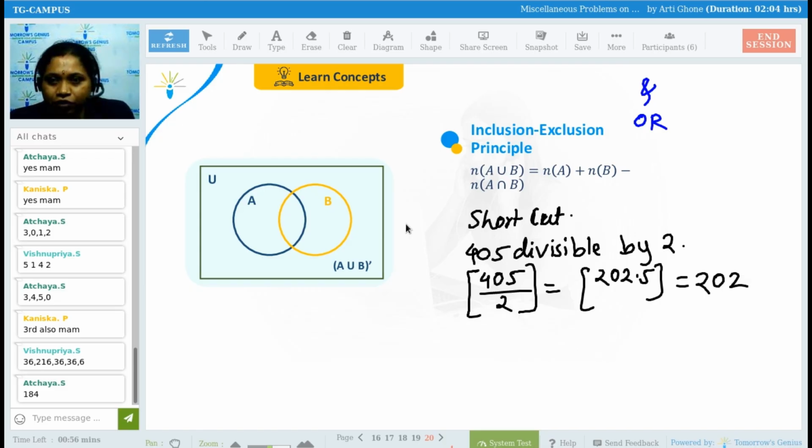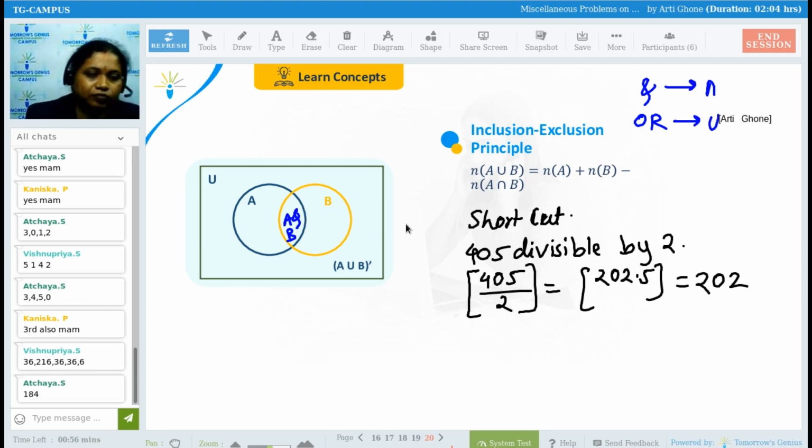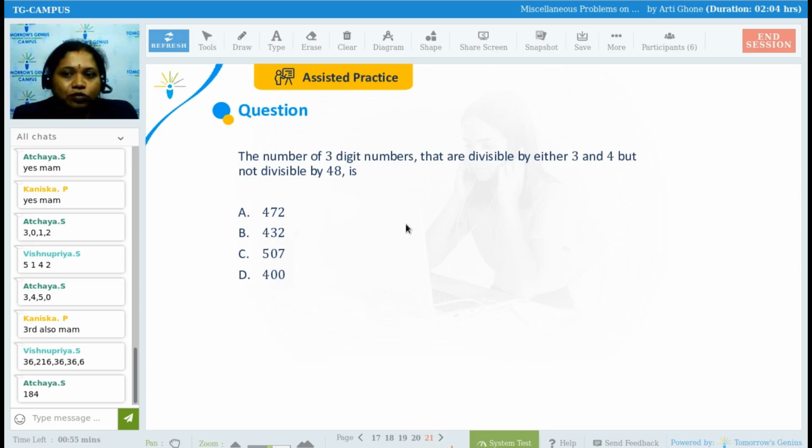AND and OR are connectives for union and intersection for which patterns? See, when we are taking common things, like A and B sets, right? So when there is an AND connectivity, you have to take the intersection, and whenever there is an OR connectivity, you have to take the union. Clear? Okay. So now let's have a look at this question.